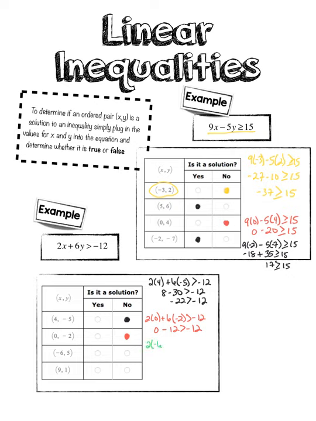All right, let's do another one. 2 times -6 plus 6 times 5 greater than -12. So we have -12 plus 30 greater than -12. 18 is greater than -12. Well, it sure is. And then last one. 2 times 9 plus 6 times 1 is greater than -12. 18 plus 6 is greater than negative 12. Definitely.